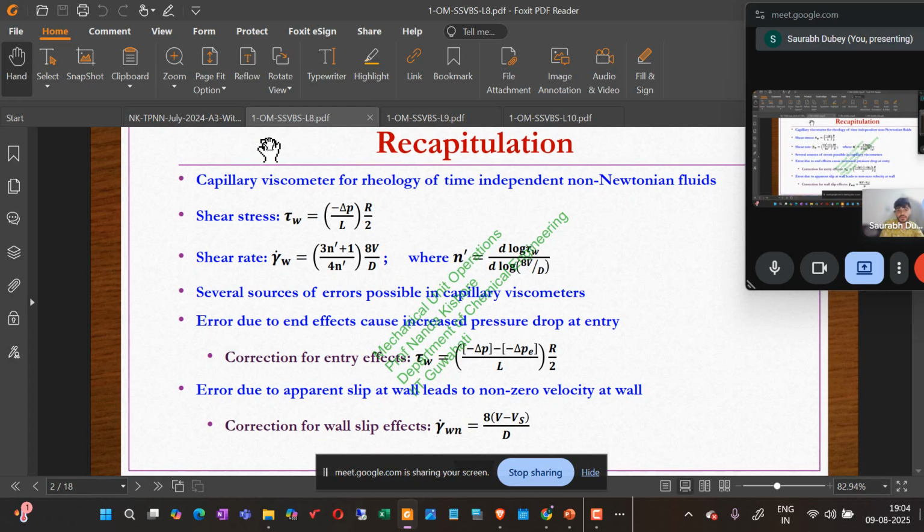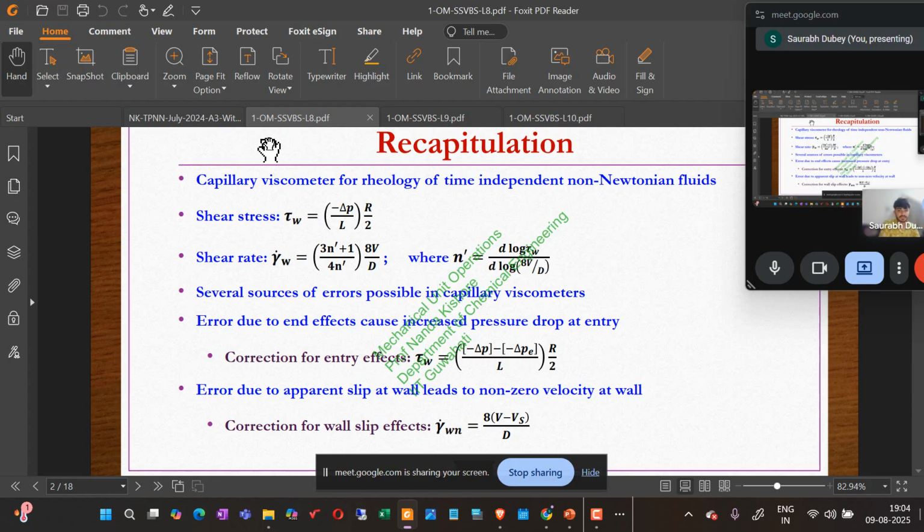Yes. So about the capillary viscometer for rheological measurement of time independent non-Newtonian fluids, right? You just keep this point in your mind, because here the time independent non-Newtonian fluid has been mostly analyzed, but after the study of the third week, you may now know which instrument you are going to use for the viscoelastic materials, which are viscoelastic non-Newtonian fluids, right?